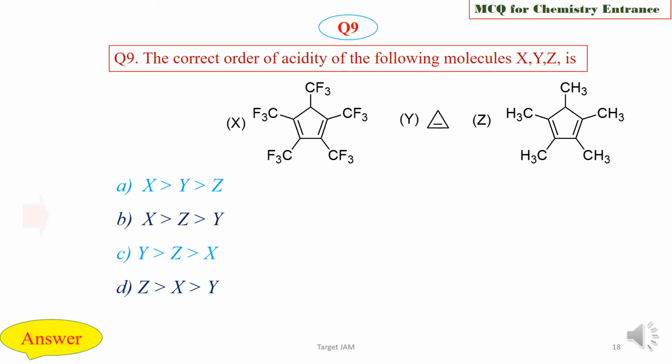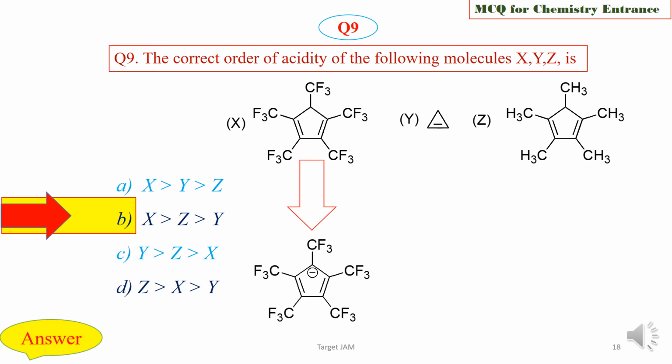The right option is option B, that is X is the strongest acid among these three and Y is the weakest. See, in case of X, the corresponding anion is stabilized due to aromaticity gain, and CF3 is an electron withdrawing group, so the CF3 group stabilizes the anion. In case of Y, the corresponding anion, that is the cyclopropenyl anion, gets an anti-aromatic structure, so it is difficult to form this anion.